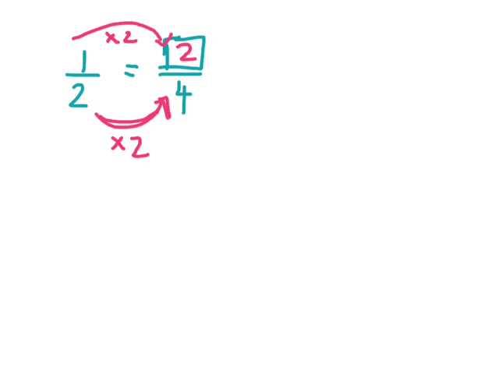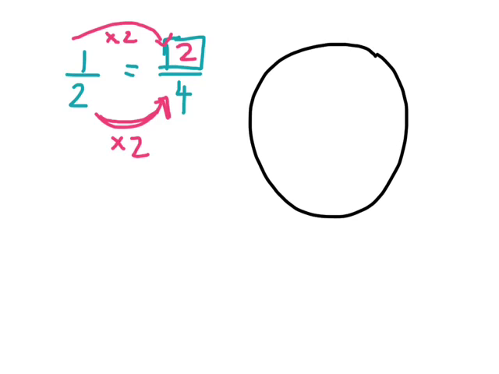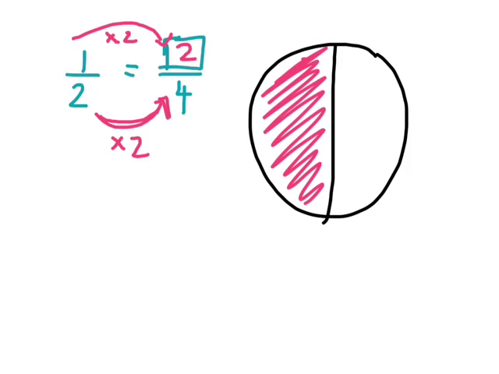And if I draw this, I just want you to look here for a sec. So here's a circle. If I color in half, I've colored in 1 out of 2 parts. But if I break this up into 4 parts, because this is out of 4, it's 2 out of 4. 2 out of 4, exactly. It's 2 out of 4, which is the same as 1 out of 2.